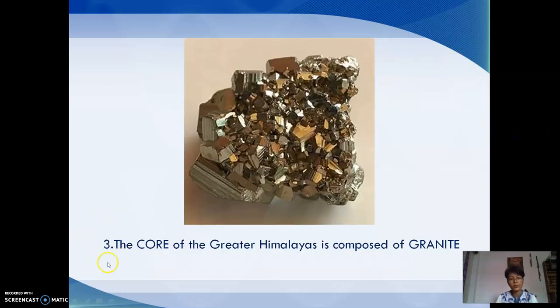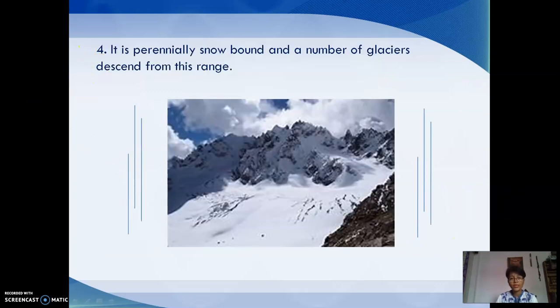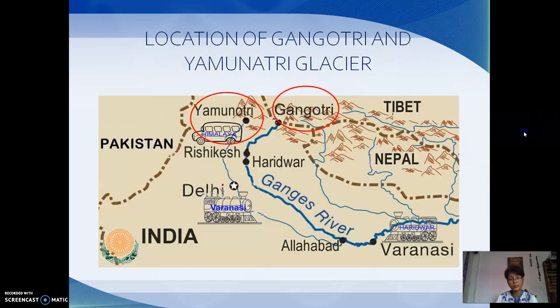Now, third point, the core of the Greater Himalayas is composed of granite. Means the center part, you can say, consists of granite rocks. Number 4, it is perennially snowbound, and a number of glaciers descend from this range. Perennially means throughout the year, the tops of the mountain peaks are covered by snow, and most of the glaciers originate in this range only.